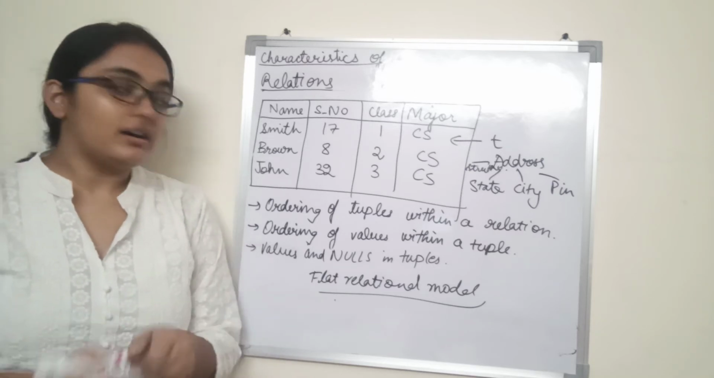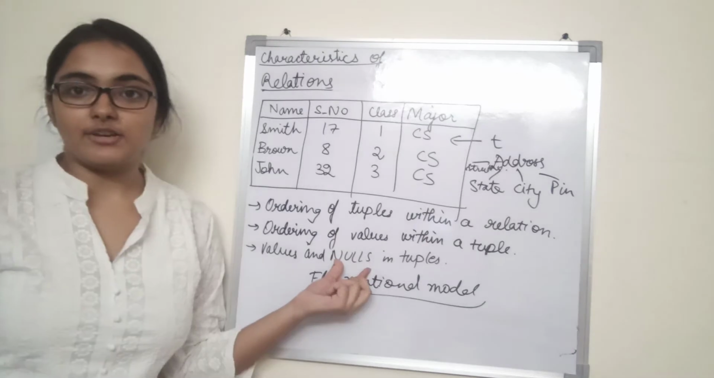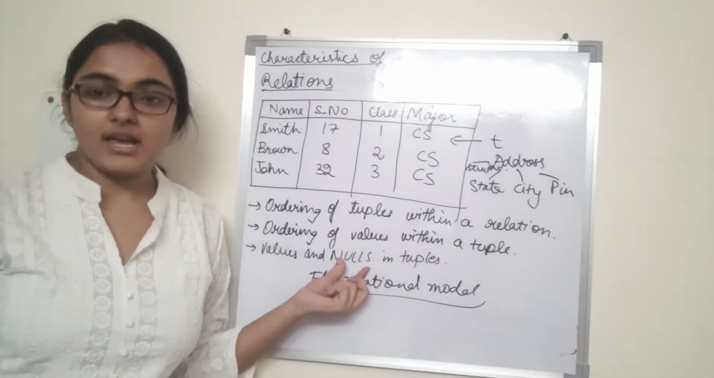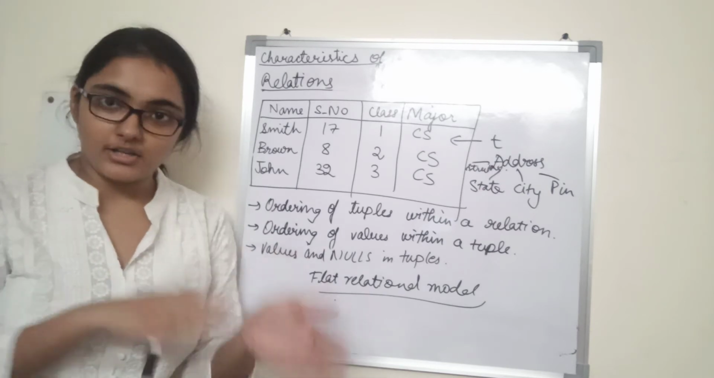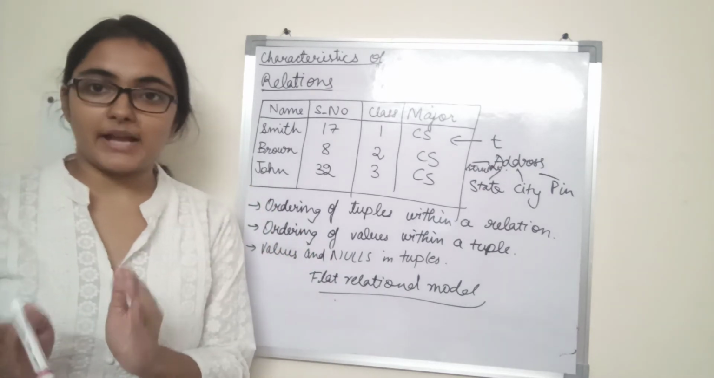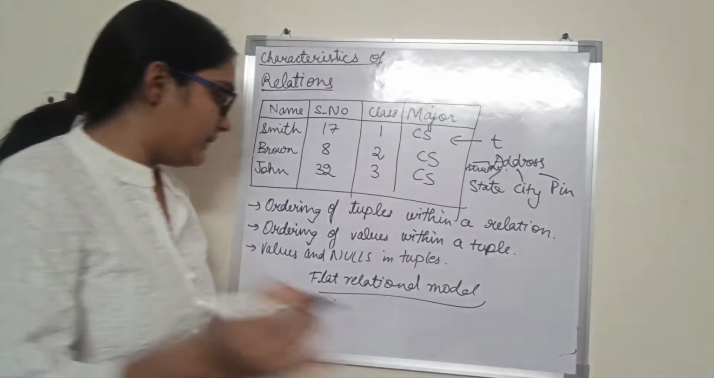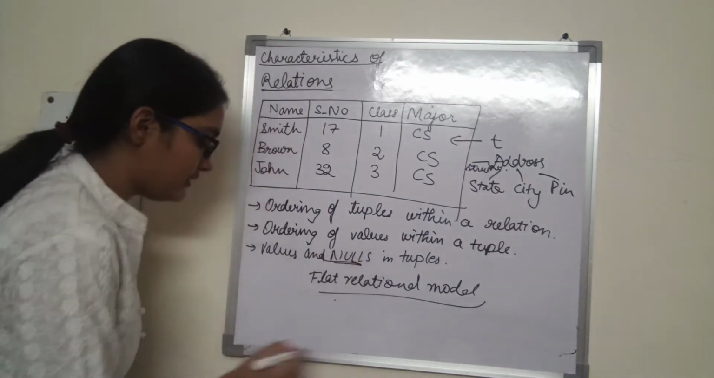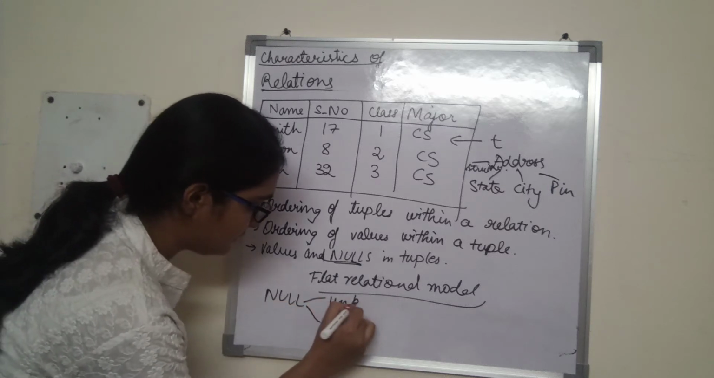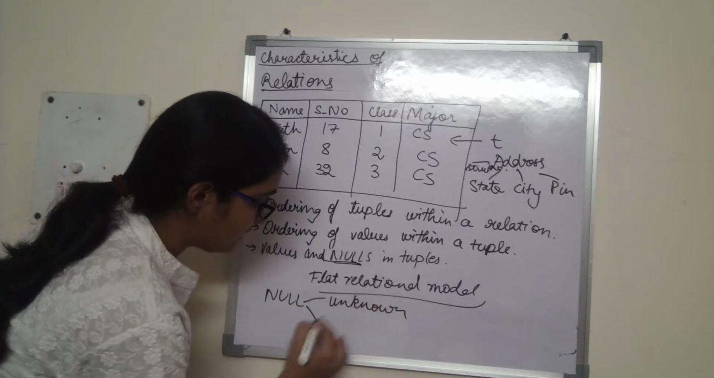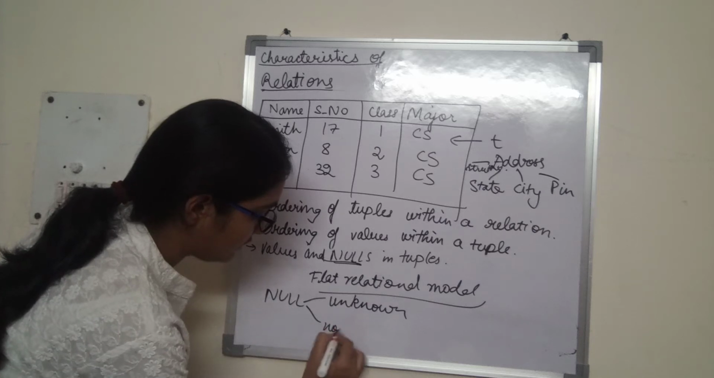So now we have to talk about null values. Null values are used to represent the value of attributes that are either unknown or may not apply to a tuple. For example, null values can be used in two cases: either the value is unknown or it is not applicable.